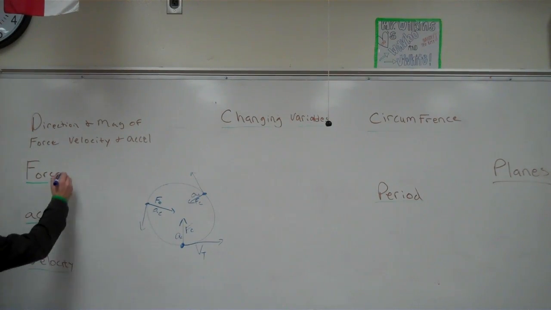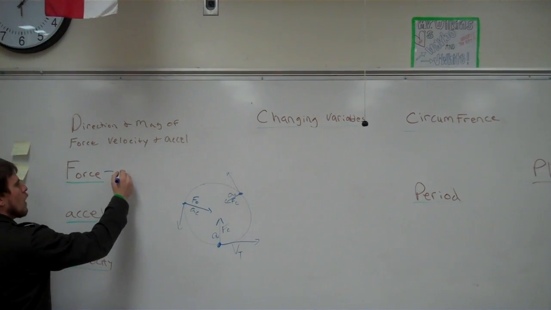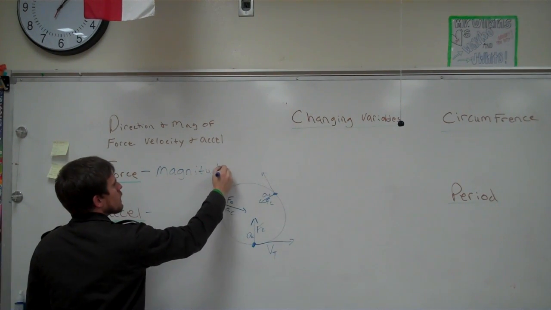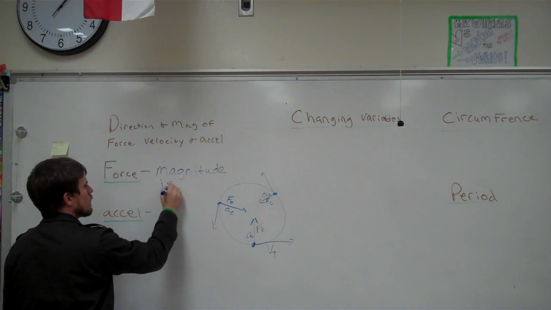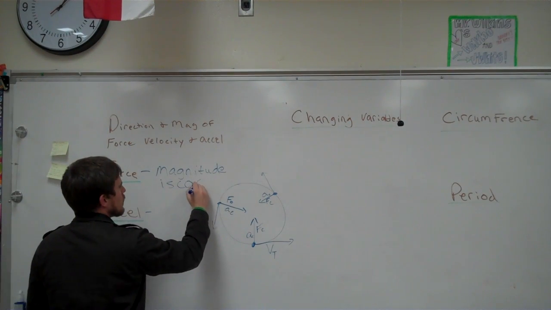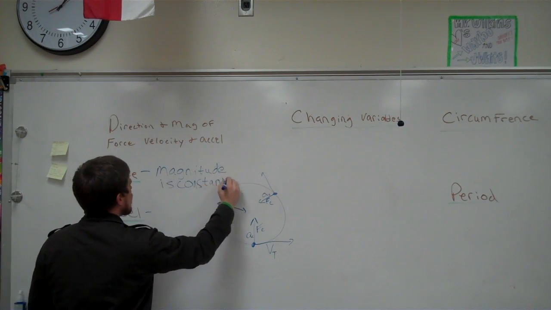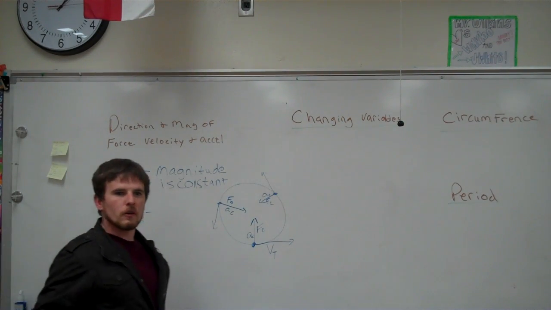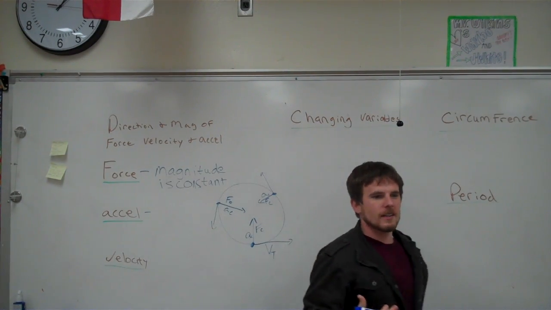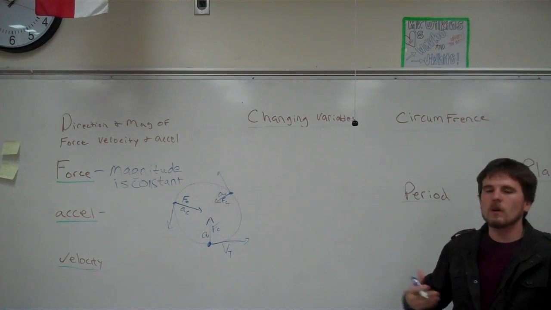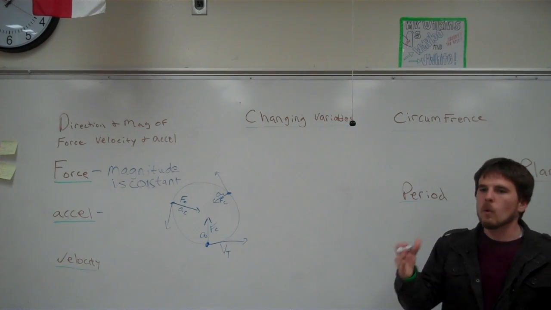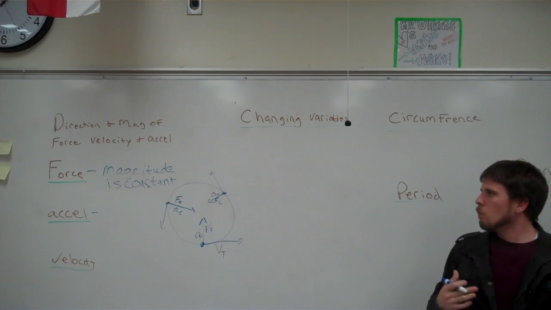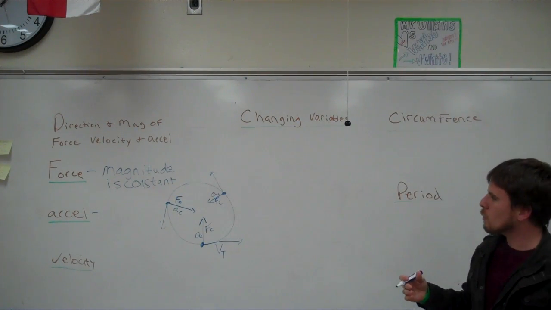The force and the acceleration will have a magnitude that remains constant. So the magnitude is constant on all of these. On every single one, the magnitude will be constant, meaning that the number they have, say 4 for force, 4 newtons, wherever it is in that circle, the magnitude will stay 4. But the direction will change.